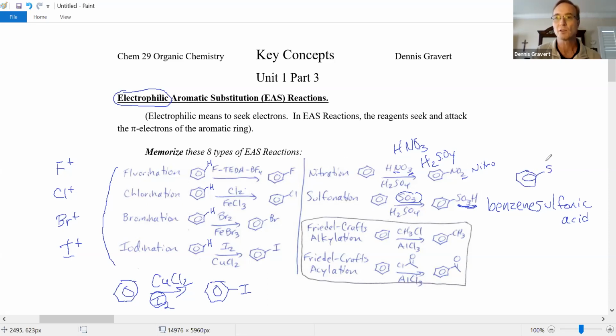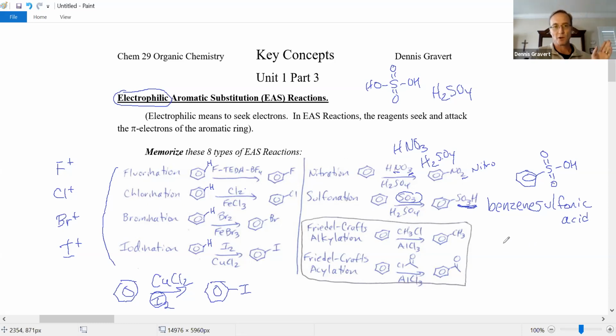Well, we draw out the full Lewis dot structure. So if you know the structure of sulfuric acid, which looks like this, that's H2SO4, then you know the benzene sulfonic acid group. You just take off an OH group and you put the rest of the structure of sulfuric acid onto the ring, connecting sulfur to the carbon.